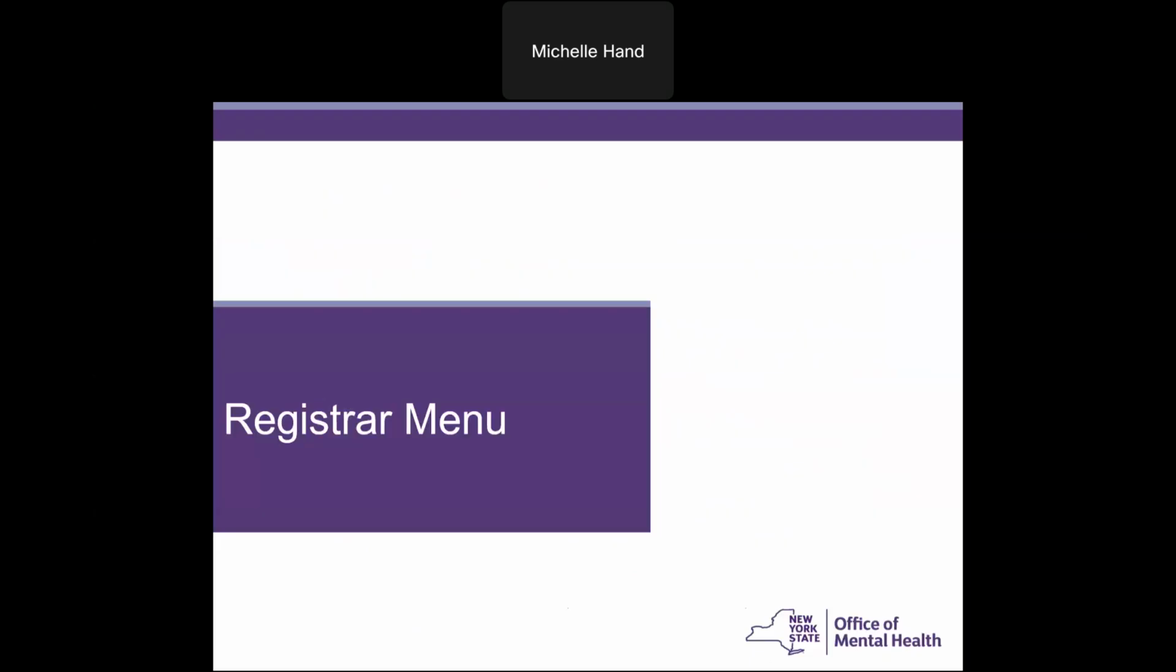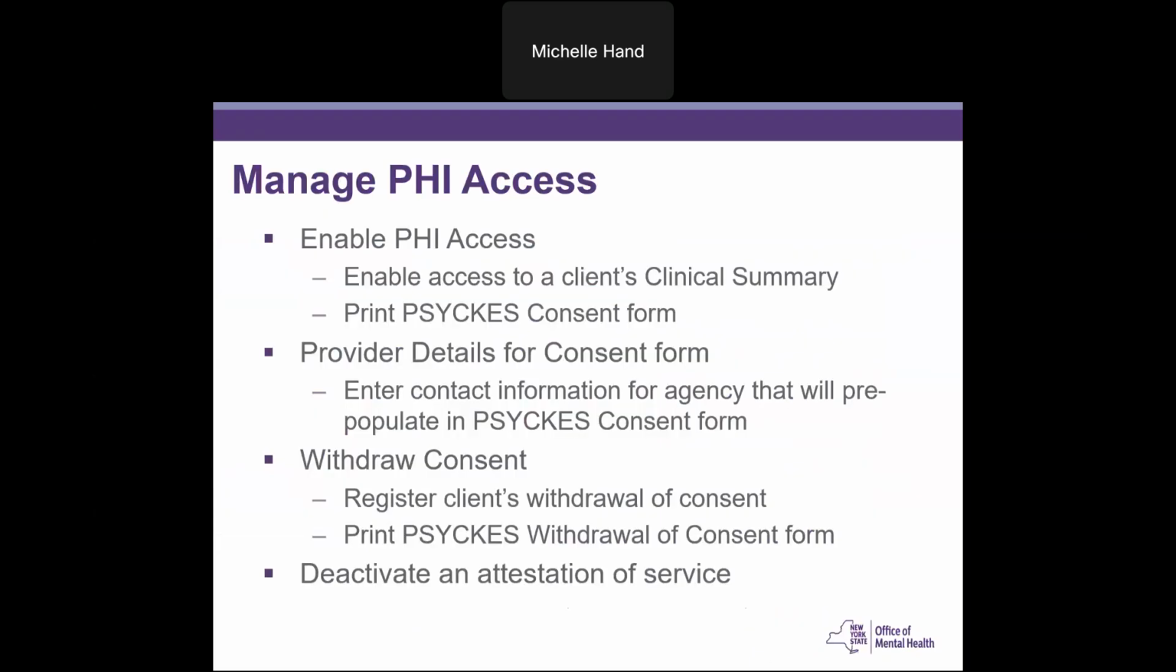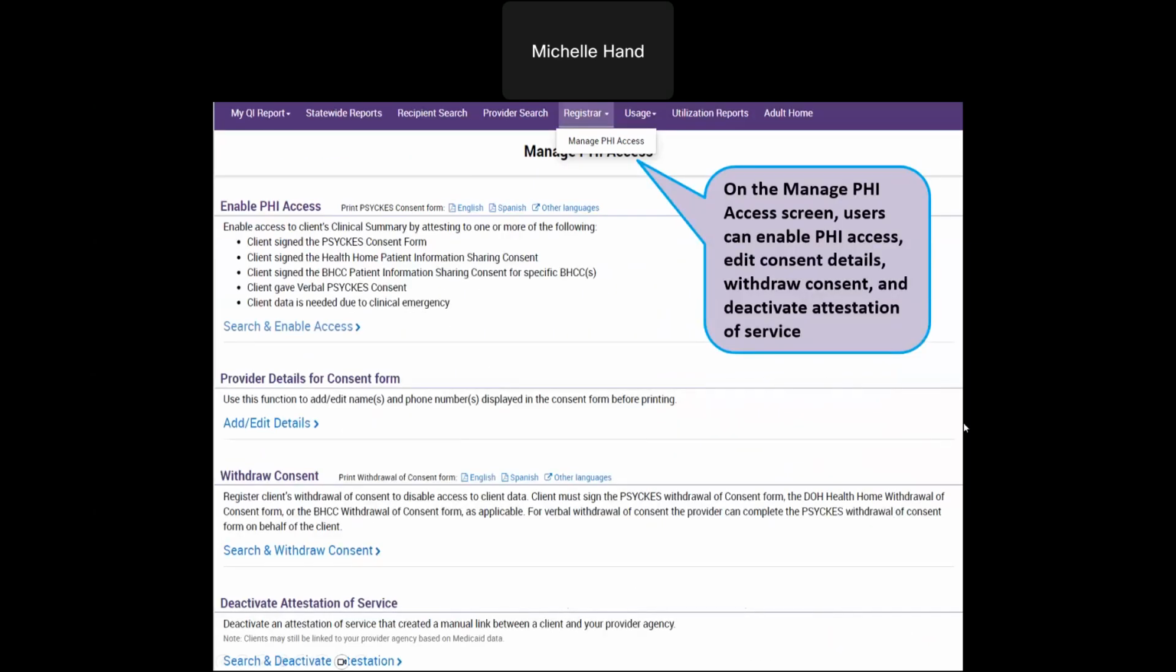All right, now I'm going to go into the registrar menu. So here in the registrar menu, you can do a few different things. You can enable PHI access, so enabling access to a clinical summary, or you can print the consent form. You can also edit and enter in contact information for your agency that will be pre-populated in the PSYCKES consent form. This is the area of PSYCKES where you can withdraw a client's consent or print the withdrawal of consent form. And then you can deactivate attestation of service here as well. So I'll show each of those sections. So here's how you get to the registrar menu.